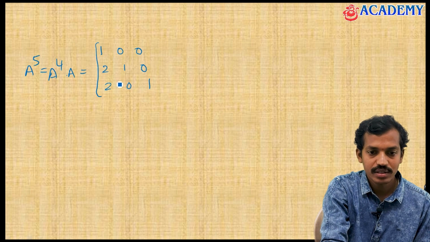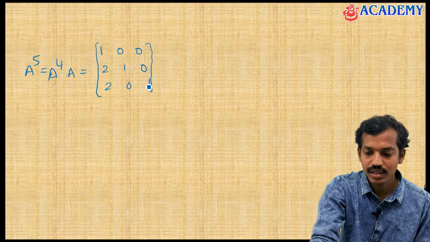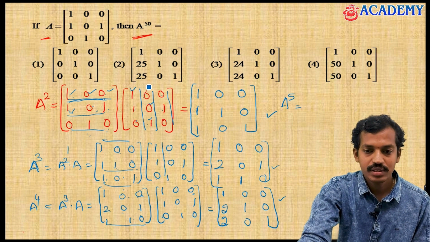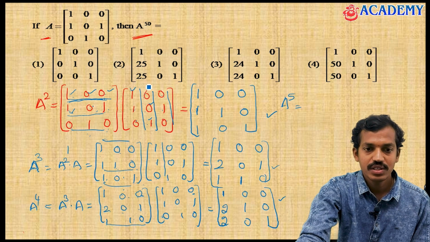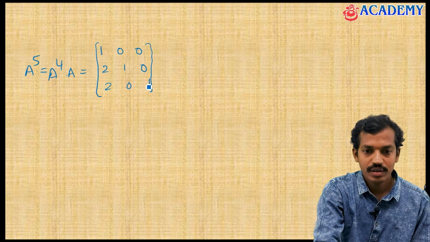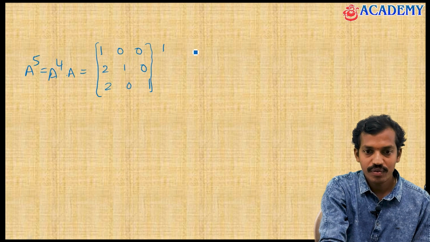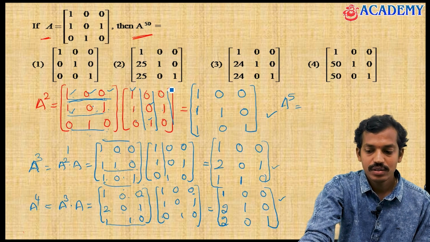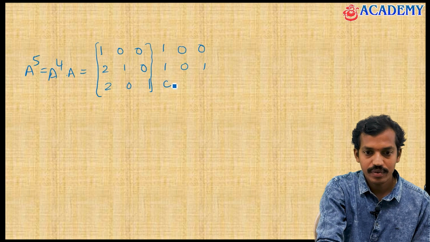Let's check this is A to the power of 4 or not, that is 2 0 1, 2 1 0, right. Next first matrix A is nothing but 1 0 0, 1 0 1, 0 1 0, right. All right, 1 0 0, 1 0 1, 0 1 0, right.